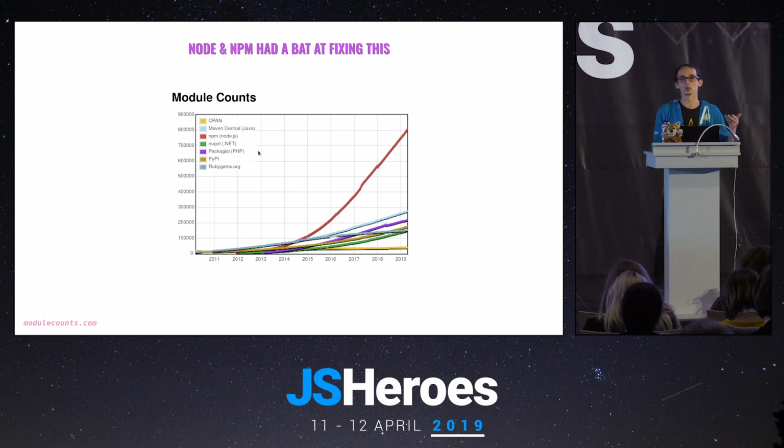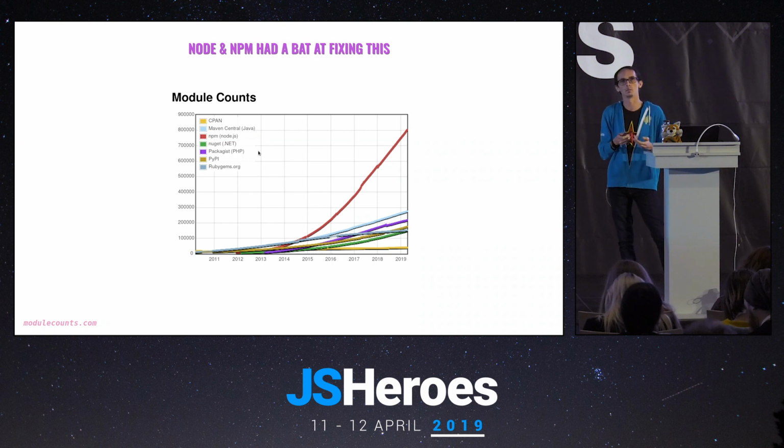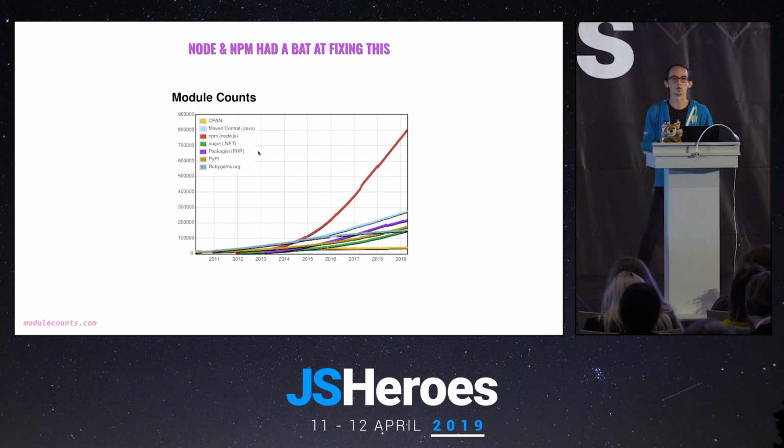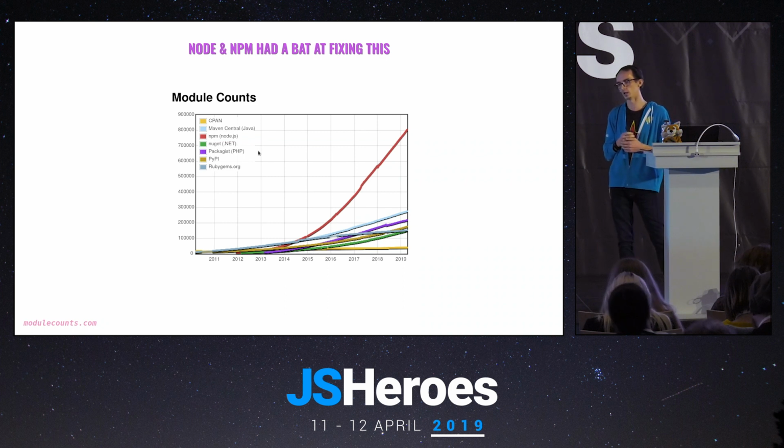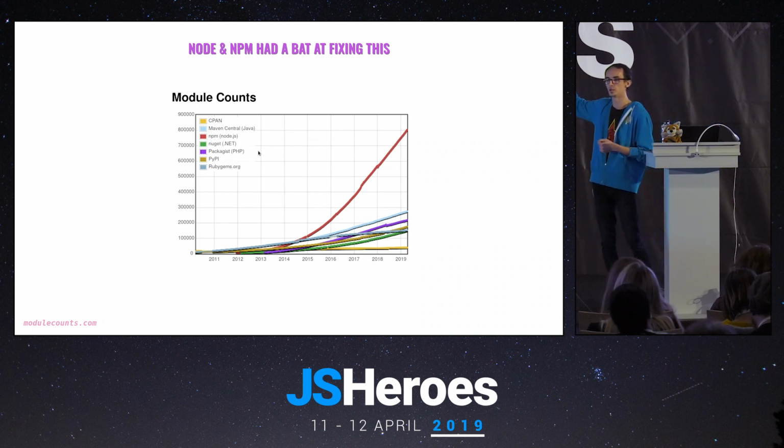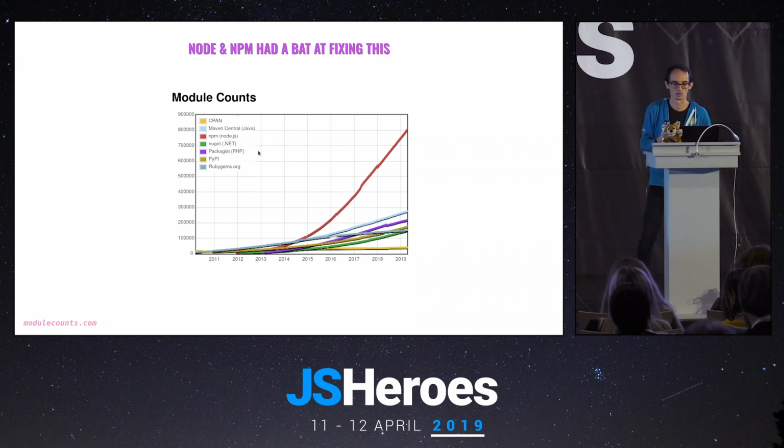But the thing is, there were various companies and various efforts trying to create an ecosystem of packages, or code sharing, for JavaScript. But really, it's easy to see that it was Node.js and CommonJS that took the baton and ran home. The red line that you see is the number of JavaScript modules in the npm registry compared to .NET, PHP, Ruby, Python, and a bunch of others.